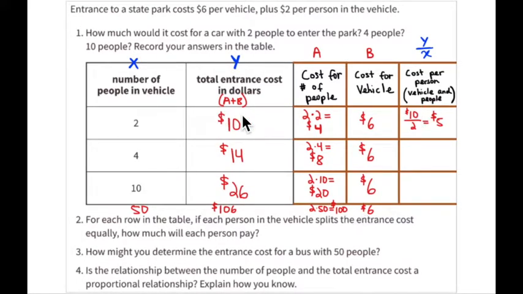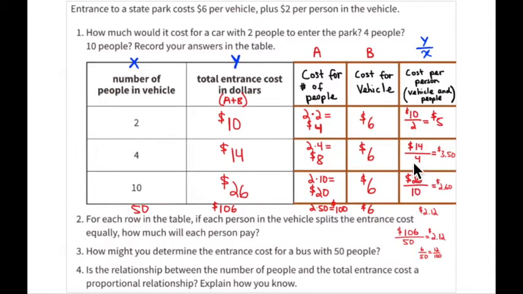So if you take that total entrance cost and divide it by the 2 people, that's $5 per person. Now look what's happening. Each person pays $2. Plus, you take the $6 and you divide that between the 2 people. And that's $3 per person, so 2 plus 3 is $5. $10 total divided by 2 is $5.